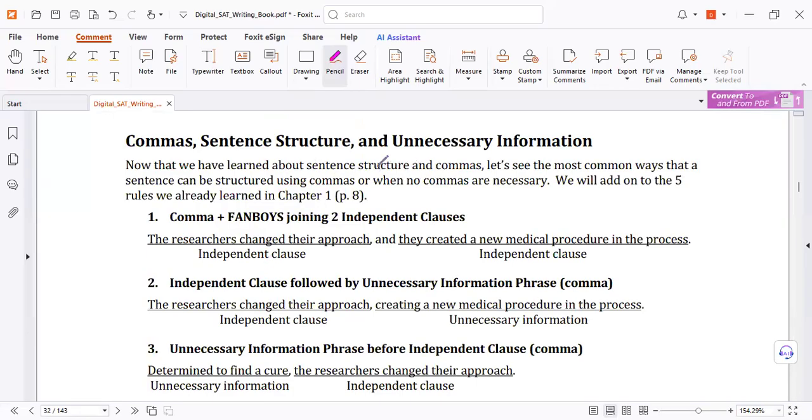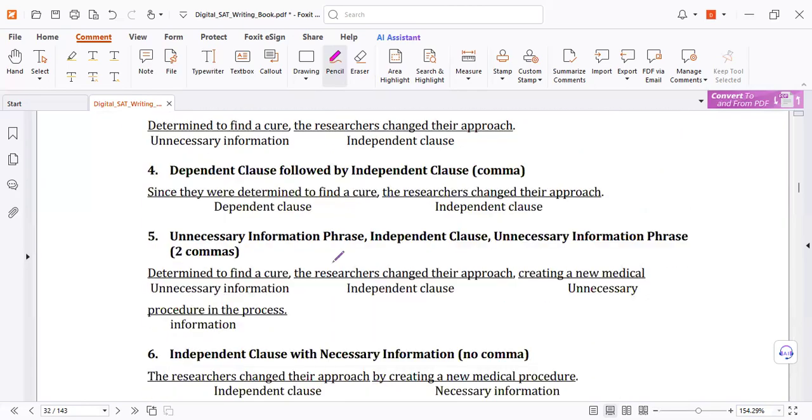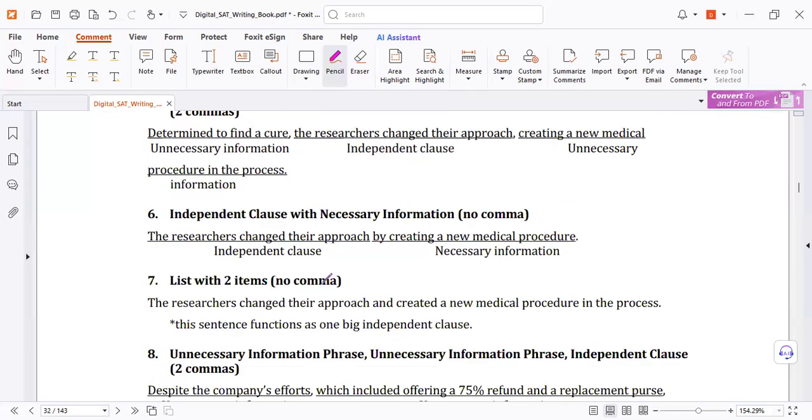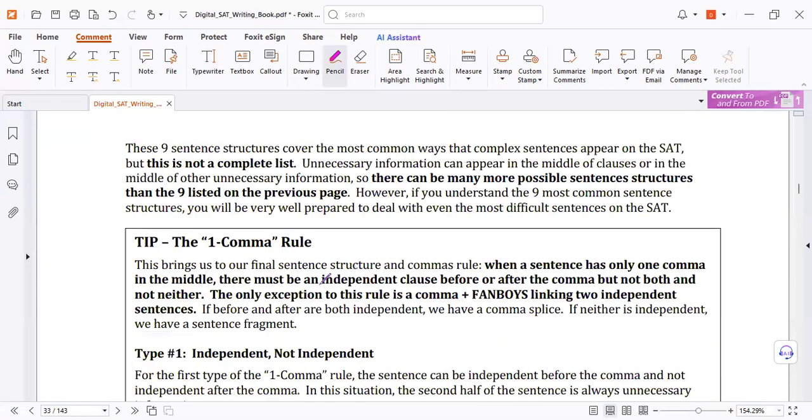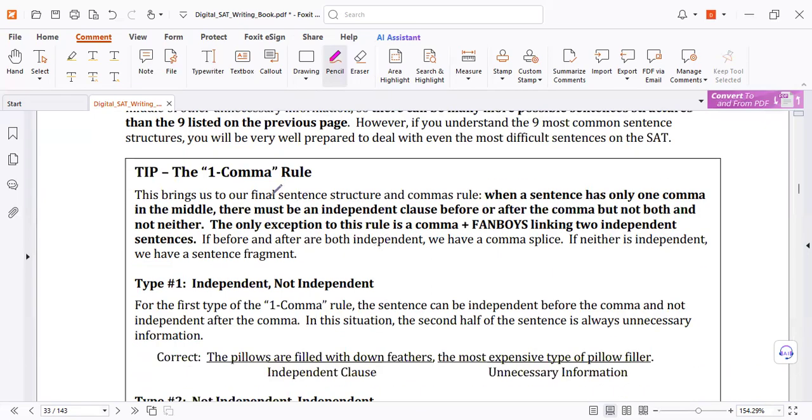And here we have a summary for the structures. You can revise it at home. No problem. Now we'll see in this chapter. Here we have, yeah, it's just like a revision for the FANBOYS common rules.